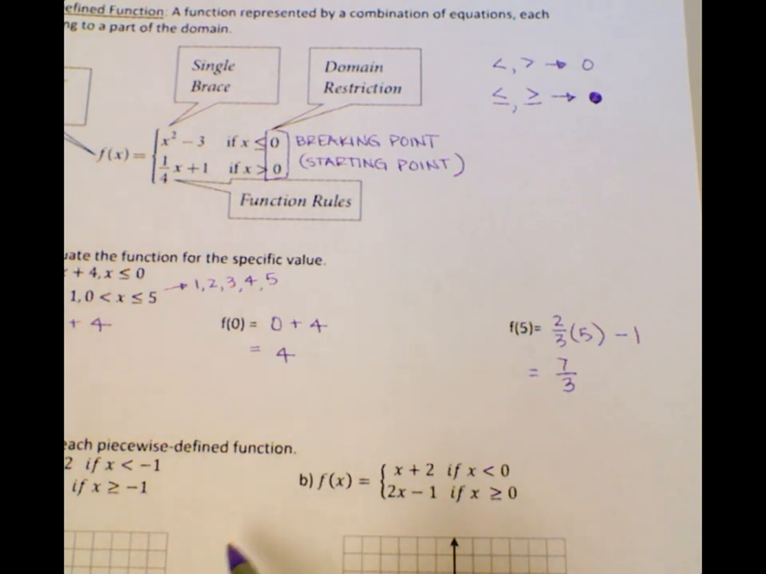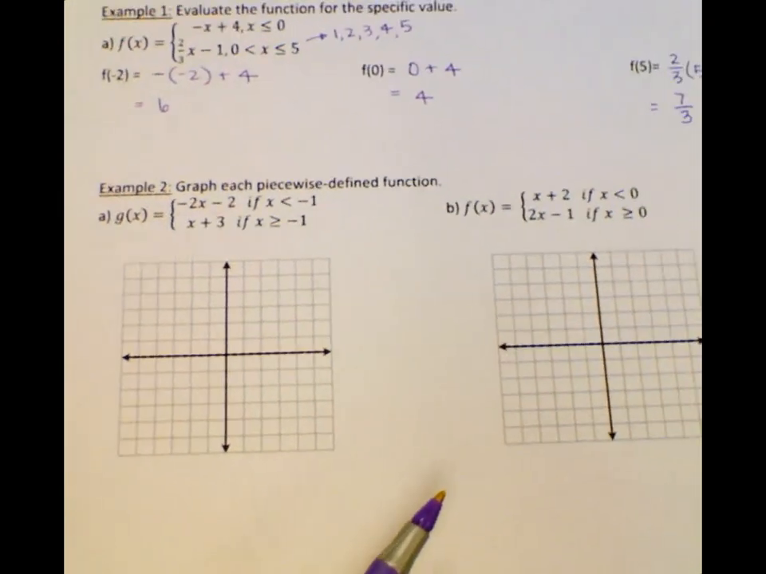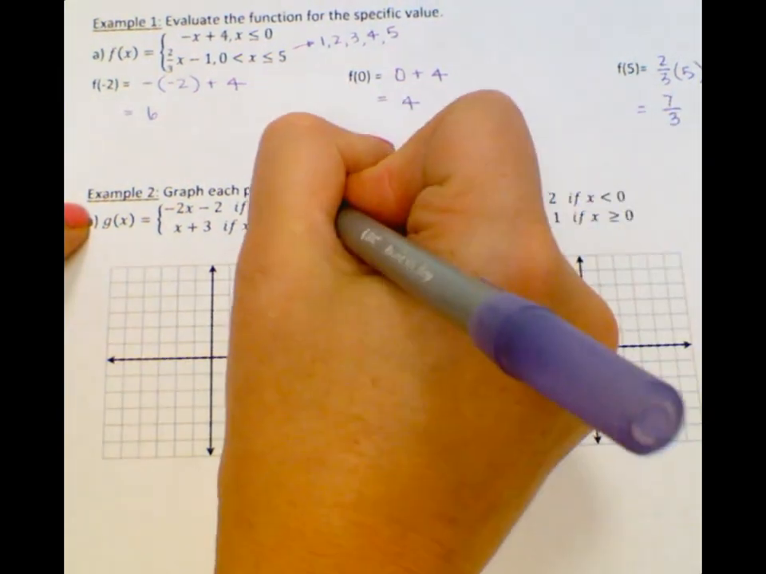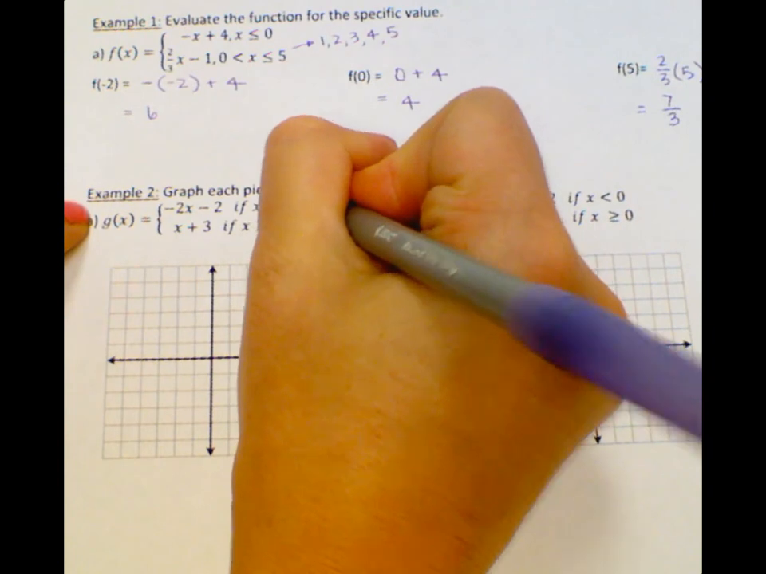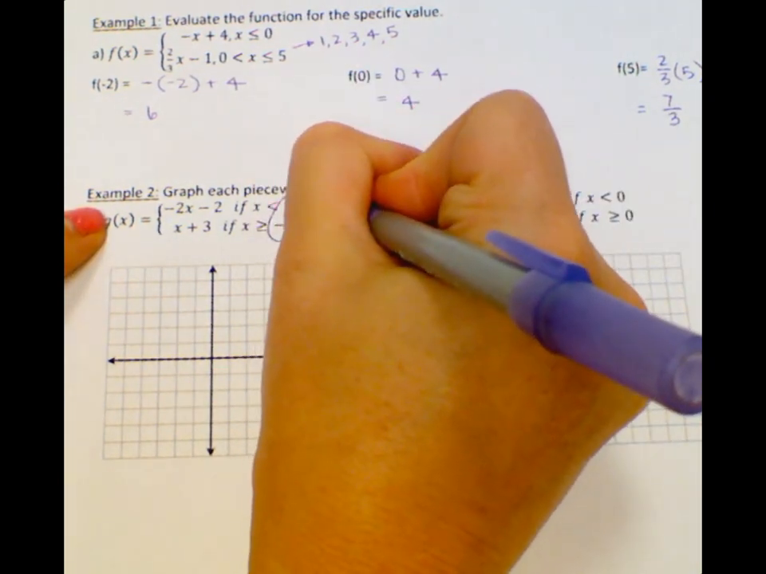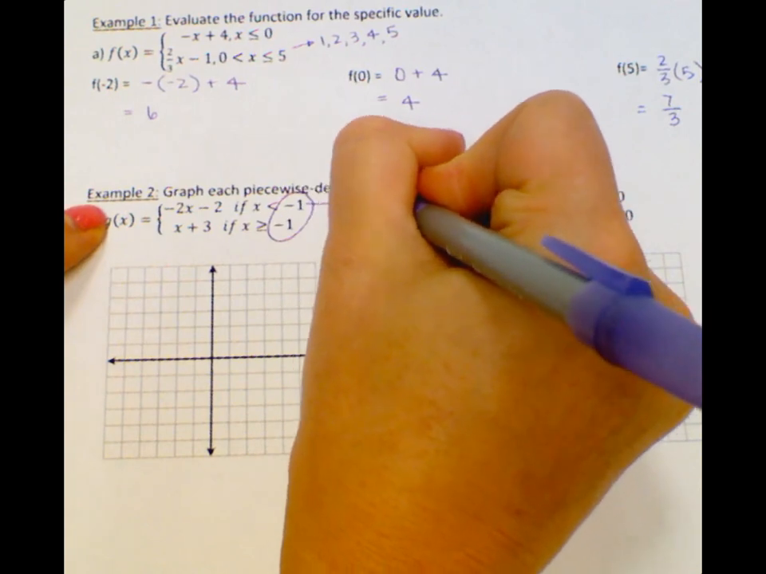Pretty simple, right? All right, let's look at now the graphs. The graphs are easy too. Okay, so what you do is we make a T-chart for each one. You see these guys right here? Remember, this is our breaking point, our starting point of our T-chart. So I'm going to start with the first one. I'm going to make a T-chart.